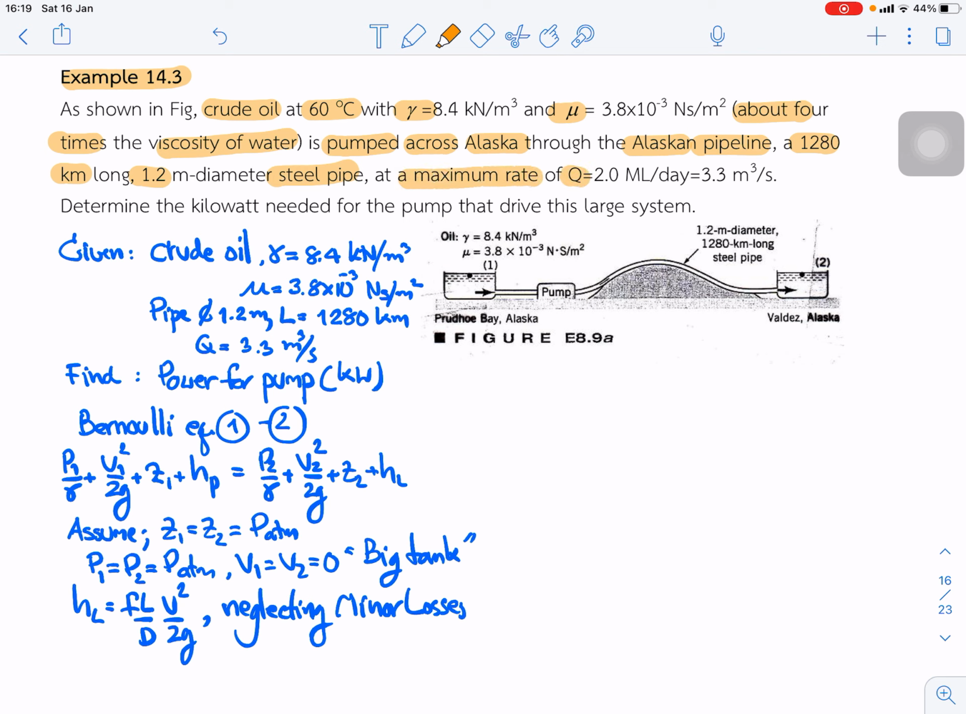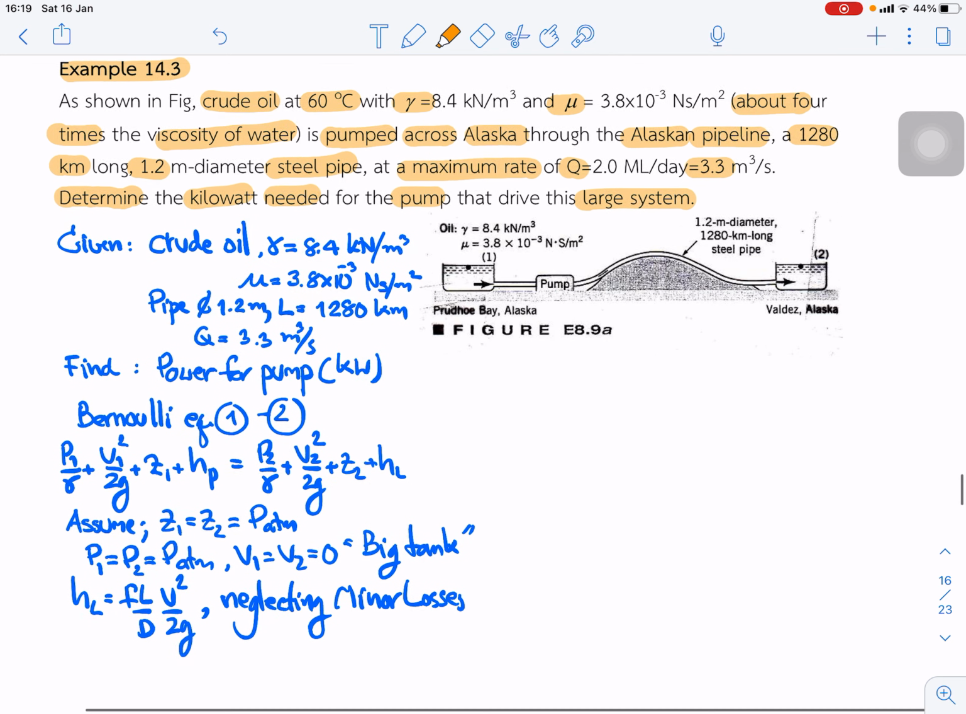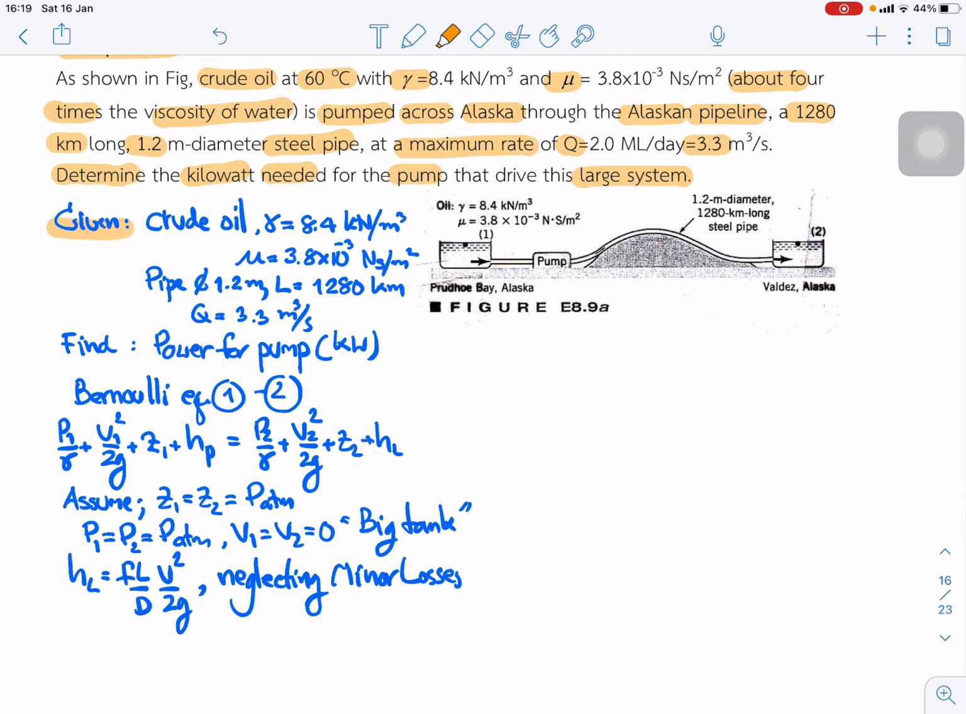day, or 3.3 cubic meters per second. Determine the kilowatts needed for the pump that drives this system. Okay, that is the data given. What we want to find is the power for the pump in terms of kilowatts.